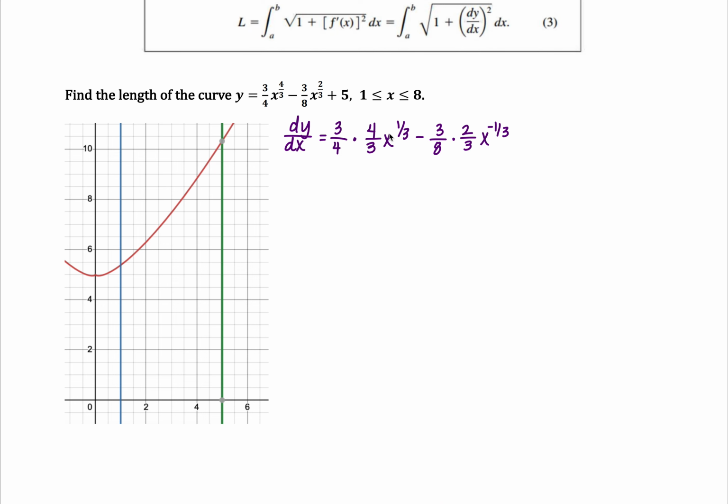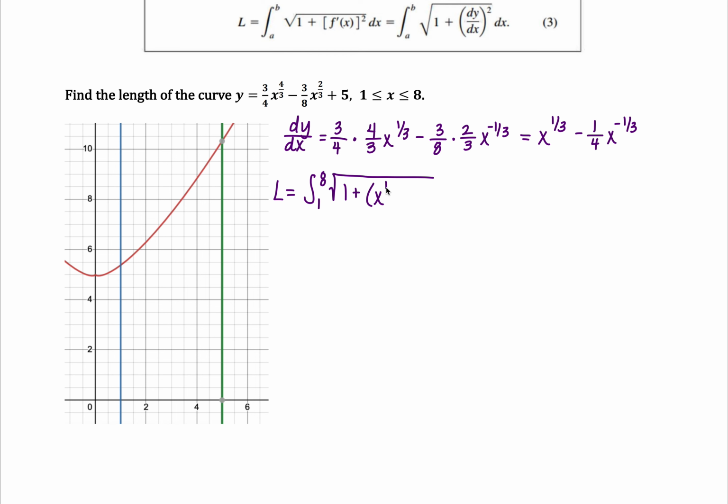So cleaning this up just a little bit, the 3/4 and the 4/3, of course, are going to cancel out. So we have x to the 1/3 minus 3/8 times 2/3 is going to end up reducing down to 1/4. So we have 1/4 x to the negative 1/3. So that is our dy dx. So we're going to go into that formula. So the length of this red curve here is the integral from x equals 1 to x equals 8 of the square root of 1 plus that derivative squared.